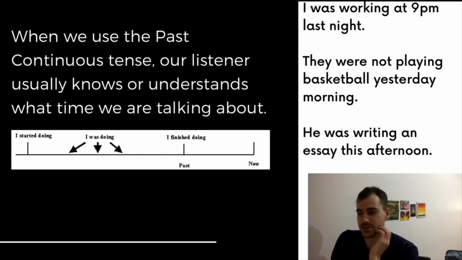Here are some examples. I was working at 9 p.m. last night. They were not playing basketball yesterday morning. He was writing an essay this afternoon. In all three of these sentences, we explicitly state the time.